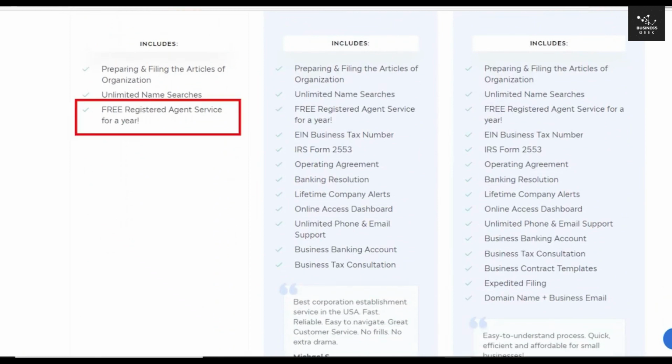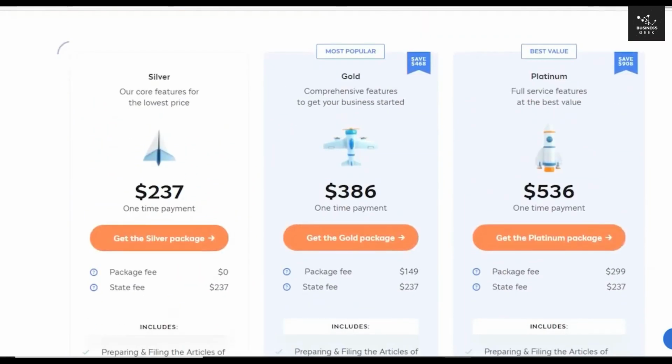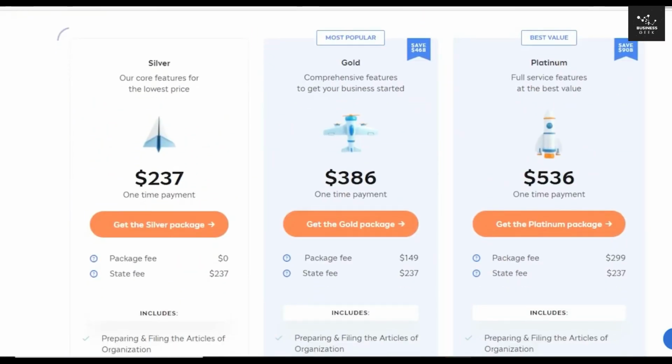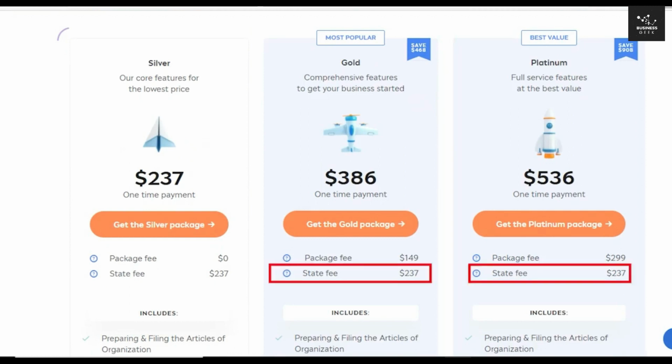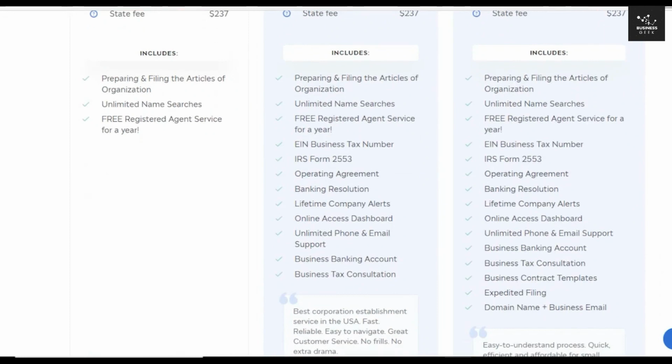This plan already includes a free registered agent for your first year of subscription, and $119 annually moving forward if you decide to continue the service after the first year. Incfile's next packages are the Gold and Platinum packages, which both have package fees, already on top of the $237 state fee. Each package has its own set of services which are all worthy of the subscription you are paying for. The Gold package offers you the benefits of filing reports and taxes for your LLC.